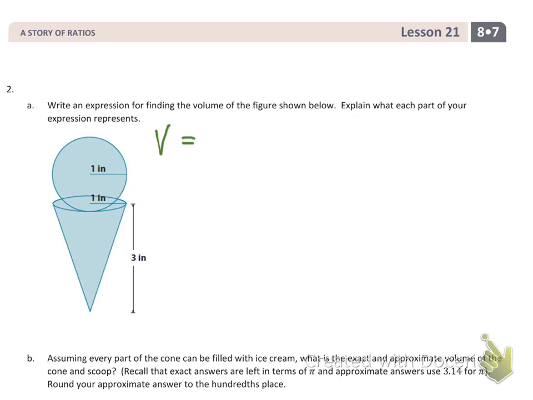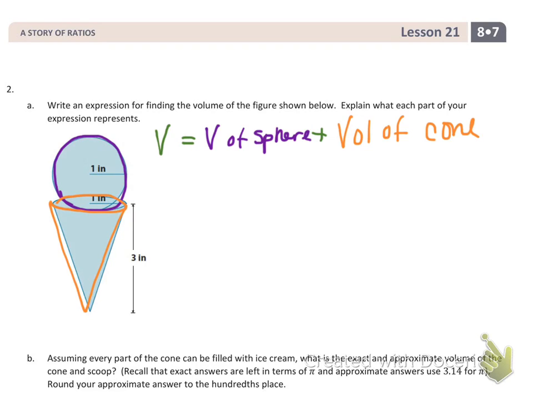So we can break this volume up. The total volume is going to equal the volume of the sphere plus the volume of the cone, and we need to write an expression for each of those individually. So for the volume of the sphere, the radius of the sphere is 1 inch. The volume of a sphere is 4/3 pi times the radius cubed. And that right there is our expression for the volume of the sphere.